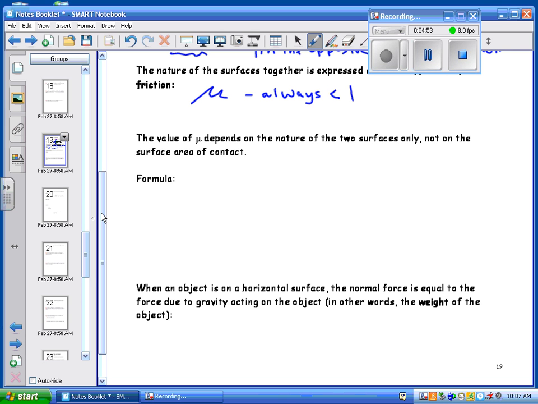The formula for the force of friction, Ff, is mu Fn. And as long as we're on a horizontal surface, Fn equals Fg.